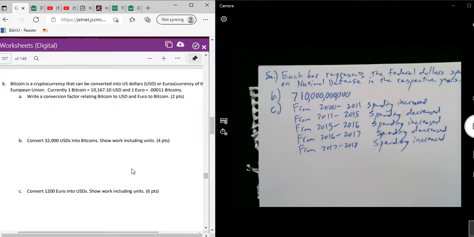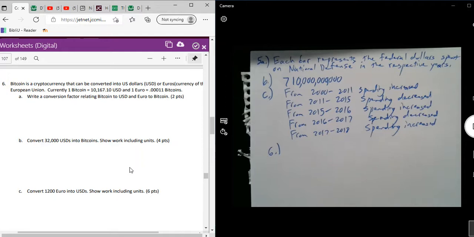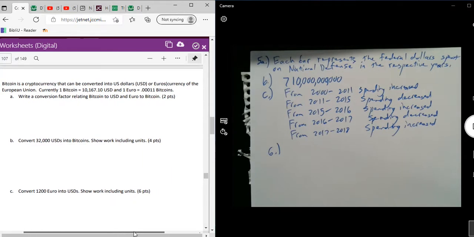Now we come down here to number 6. It says, Bitcoin is cryptocurrency that can be converted into US dollars, USD, or euros, currency of the European Union. Currently, one Bitcoin is $10,167.10 United States dollars, and 1 euro is equal to 0.00011 Bitcoins. Write a conversion factor relating Bitcoin to US dollars and euro to Bitcoin.